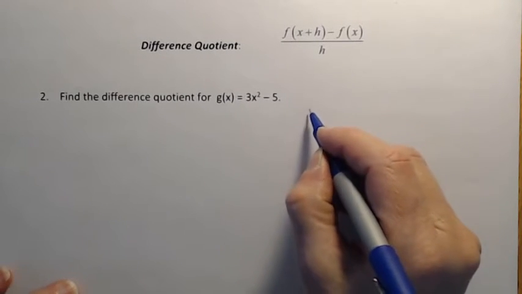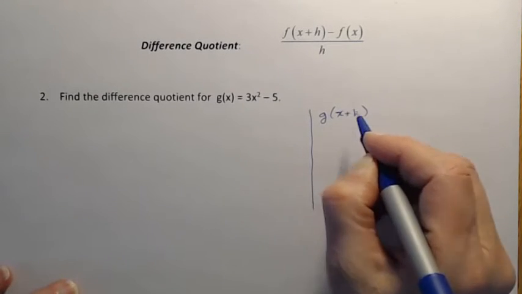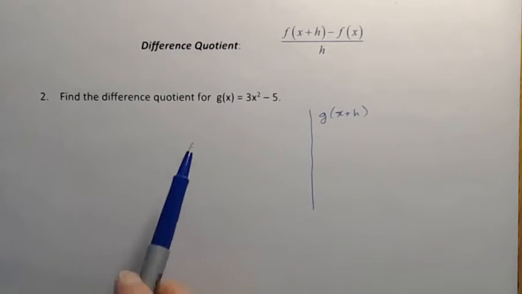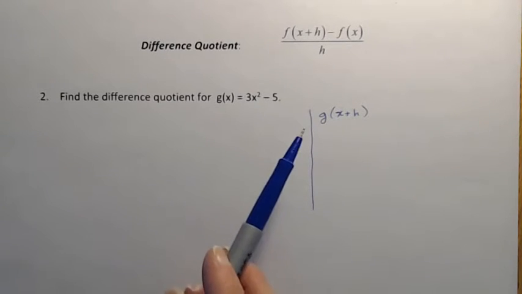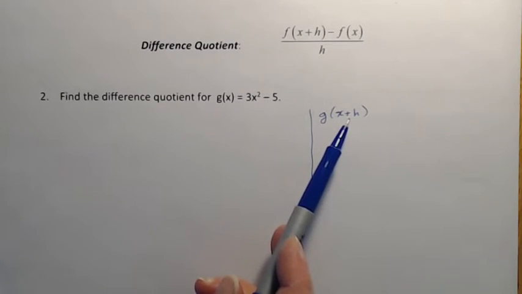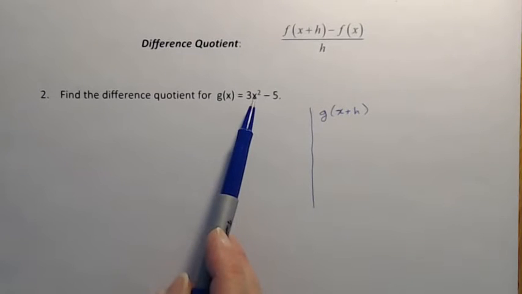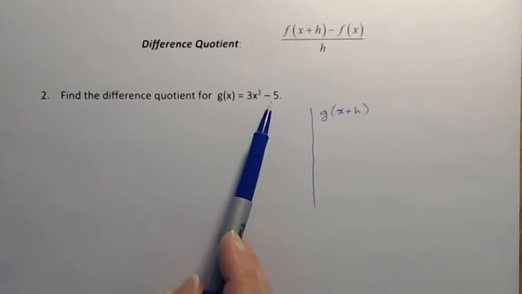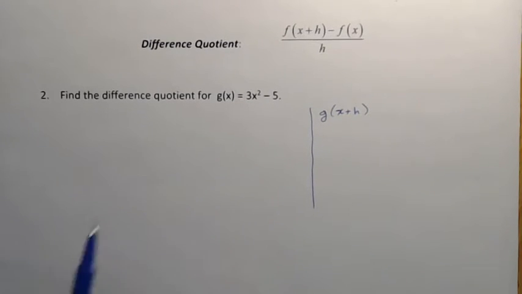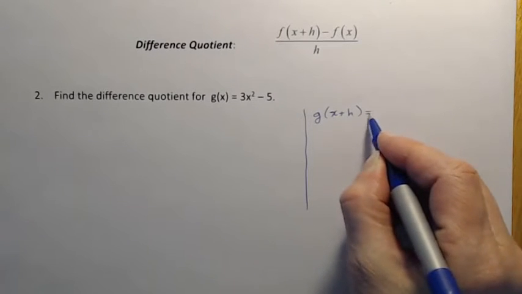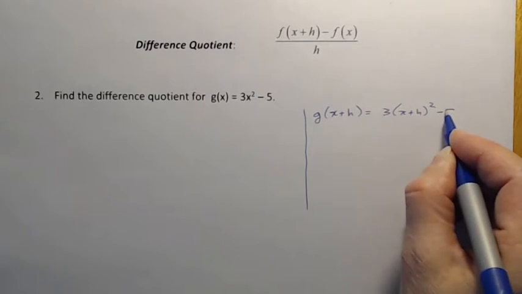Off to the side here, I'm going to calculate g of x plus h. It's important when you read this function, it will typically be given as g of x equals 3x squared minus 5, but try not to use the word x, because now you're not plugging in x anymore. So describe in words what this function does. Any input will be squared, then multiplied by 3, and then subtract 5 from it. So if I'm going to plug in x plus h, it will get squared, multiplied by 3, and then subtract 5.